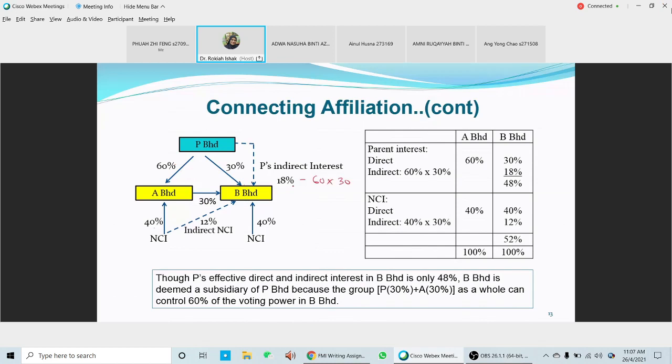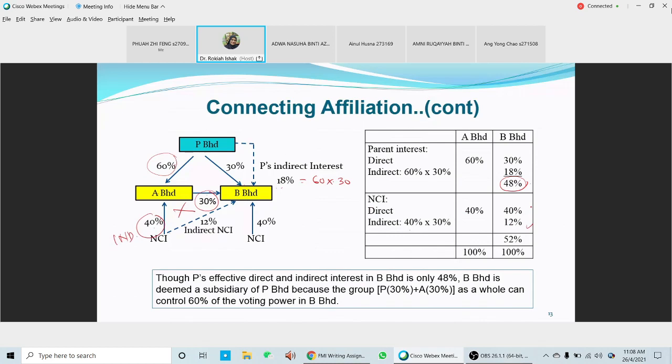So you're going to have 18%. This is 60% times 30%. So you're going to have 18%. So 18% is indirect plus direct 30%. So parent is going to have 48%. Okay, for NCI here, NCI has 40% directly, and then indirectly 40% times 30%. This one will be indirect for NCI, which becomes 12% here.